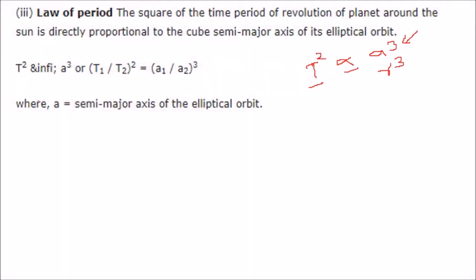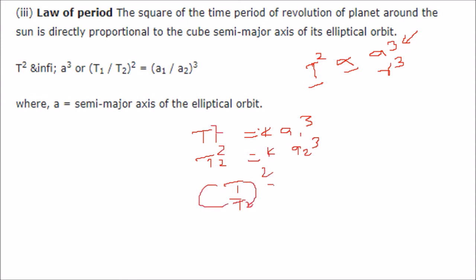So T squared is directly proportional to a cubed. So you can say for time T1, it is equal to k a1 cubed, for time T2 we have again k a2 cubed. So if you divide these two, (T1 by T2) whole squared is equal to (a1 by a2) whole cubed, where a is the semi-major axis of the elliptical orbit.